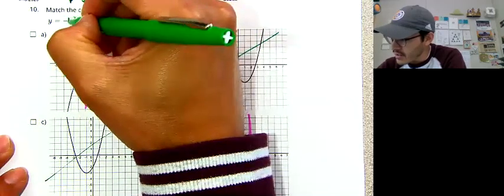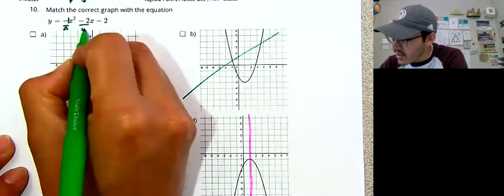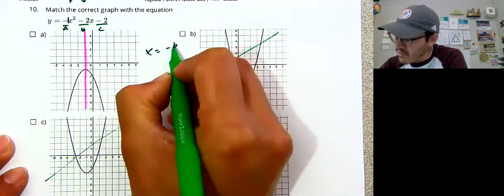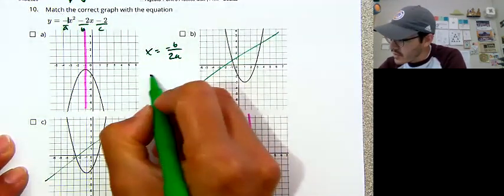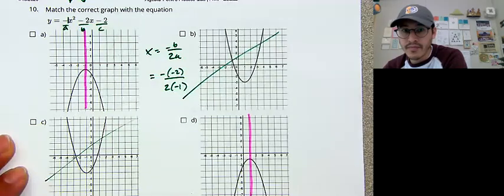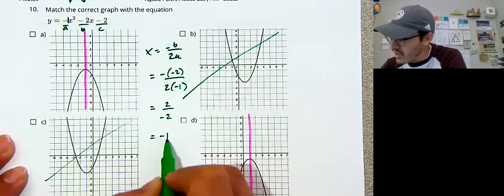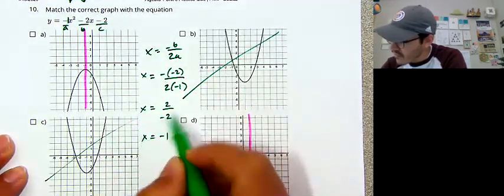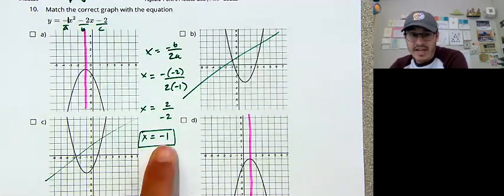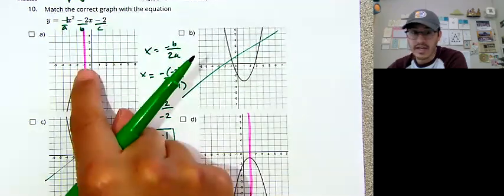So let's just write it in. That's -1x squared minus 2x minus 2. So that's my A, that's my B, and that's my C. All right, so x equals -b over 2a. So that's going to be the negative of -2 over 2 times -1, which is going to be +2 over -2, which is going to be -1. So our parabola will have an axis of symmetry that hits at -1, which makes A the correct answer. Look where that pink line is, it hits at -1.